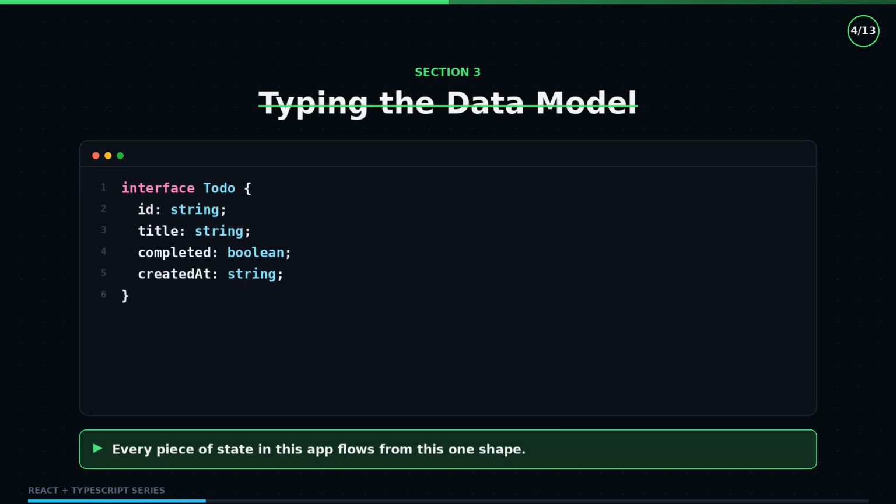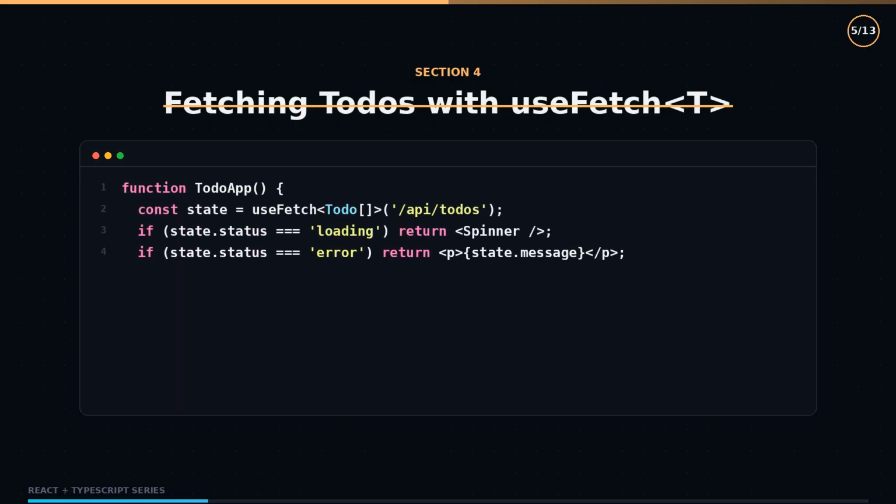3. Typing the data model. Interface Todo: id string, title string, completed boolean, createdAt string. Everything in this app flows from this one interface. The API response, the reducer state, every component's props. Get this shape right, and TypeScript carries it through the entire app for you.